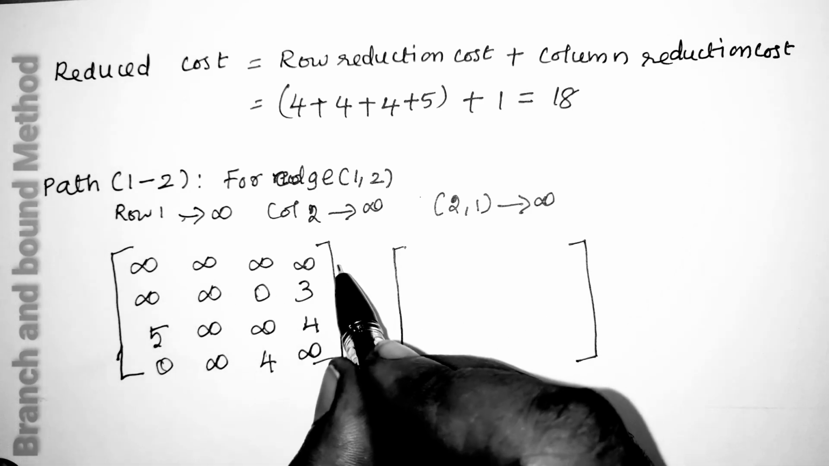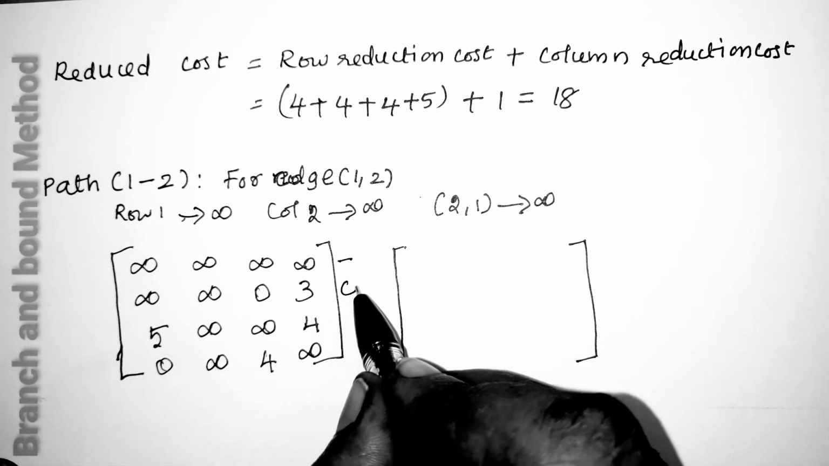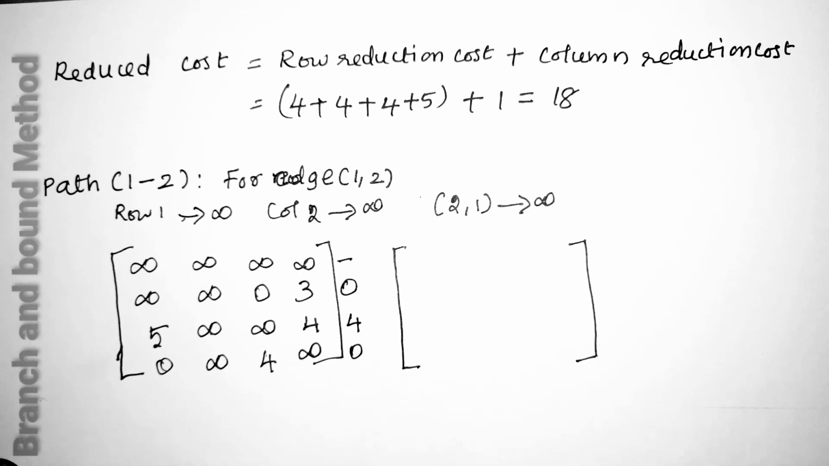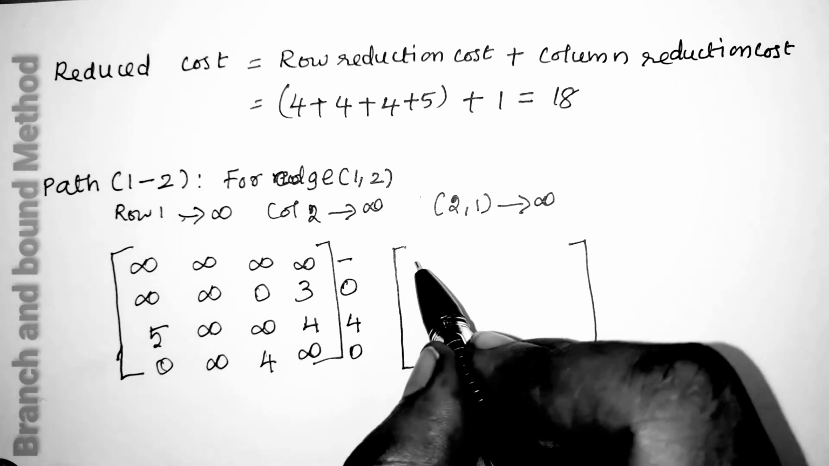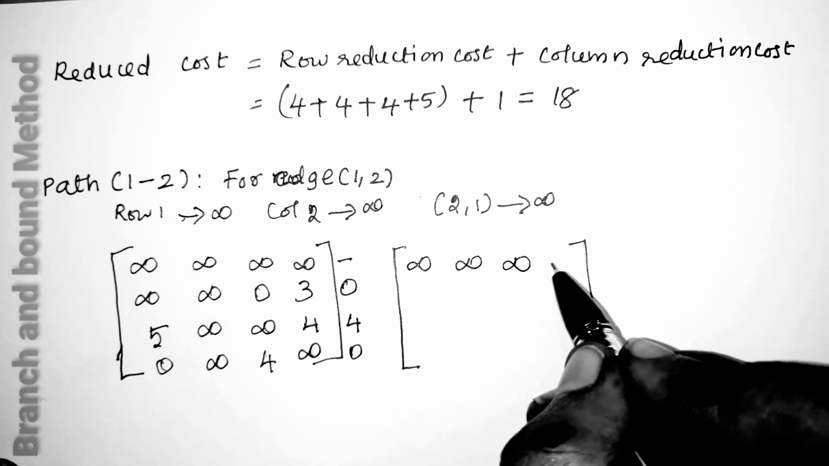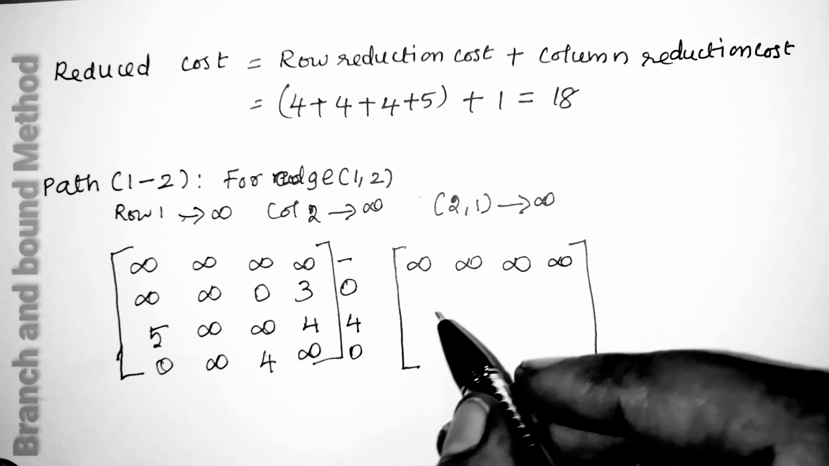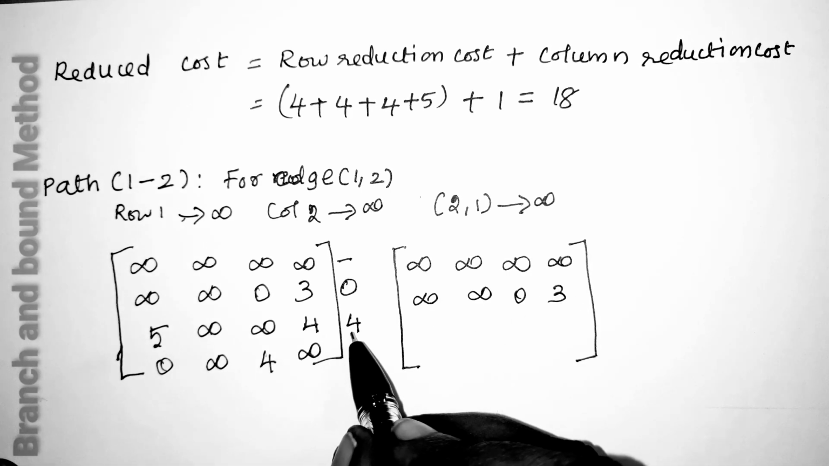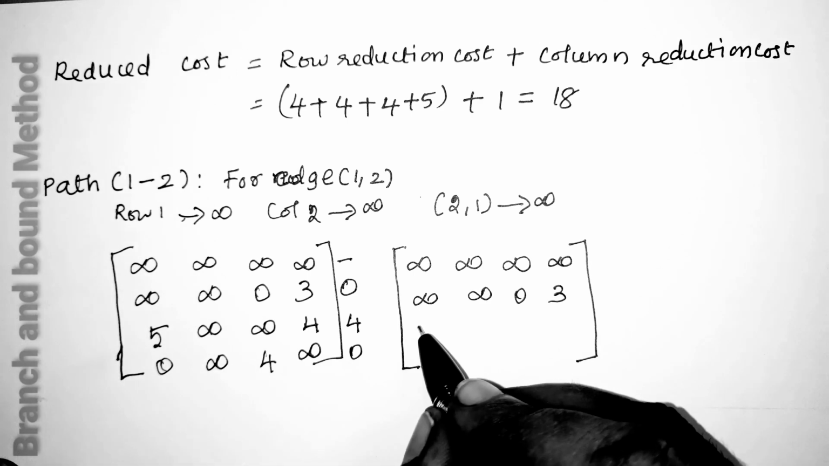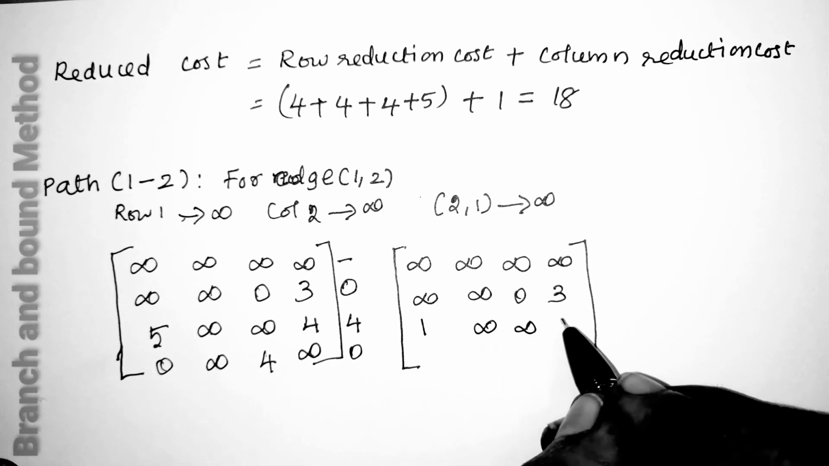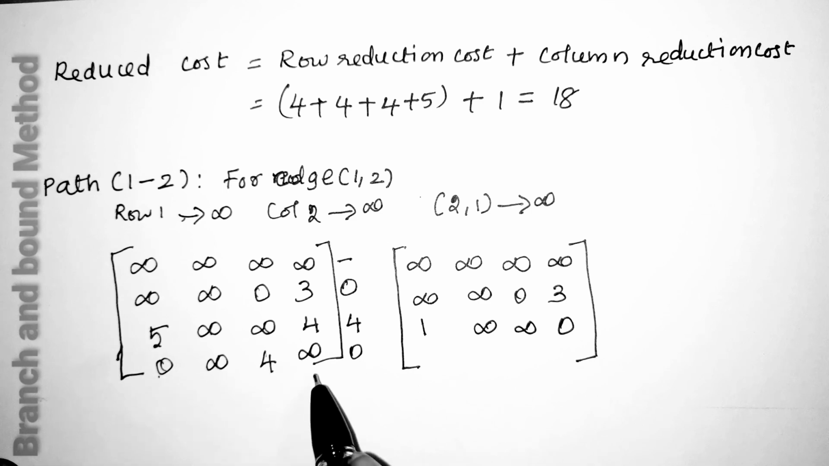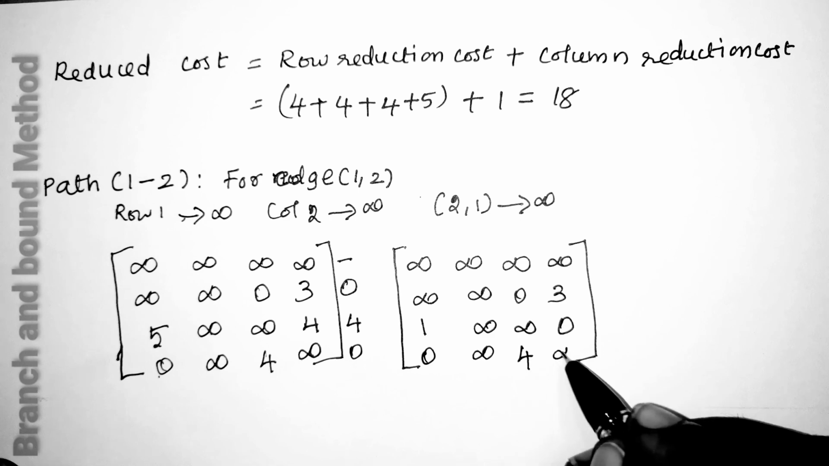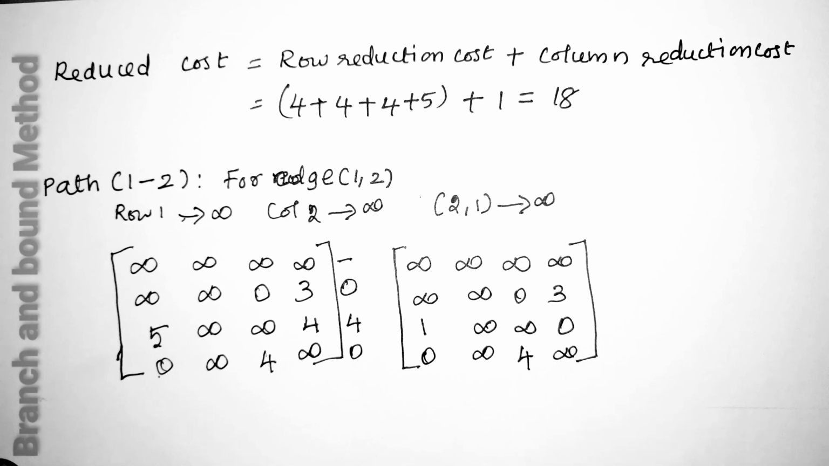First row has no minimum value, second row minimum value is 0, third row minimum value is 4 and the fourth row minimum value is 0. So first row is infinity. Second row, 0 is the minimum number, so you write it as it is. Third row, 4 is the minimum number, with this you subtract from the other elements: 1, infinity, infinity, 0. And the fourth row, 0 is the least number: 0, infinity, 4, infinity. Now row reduction is over.